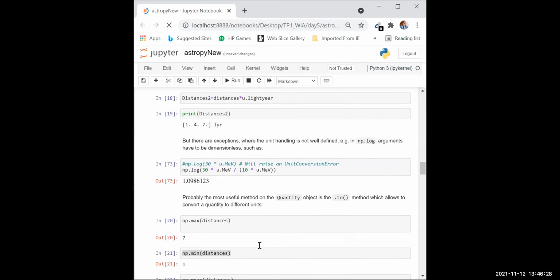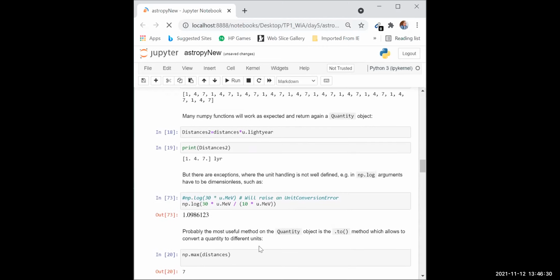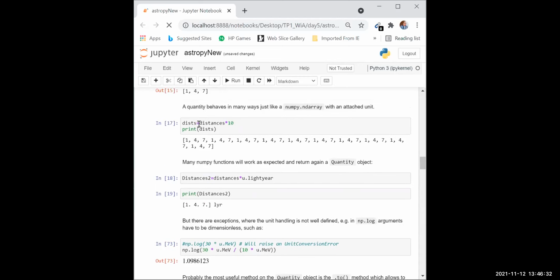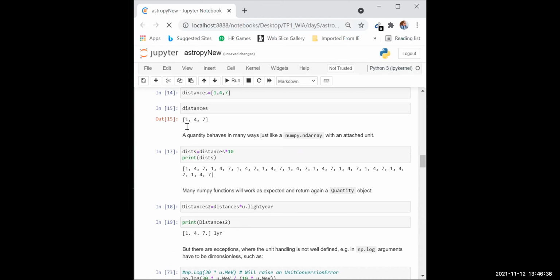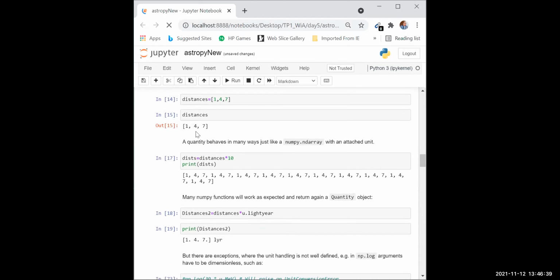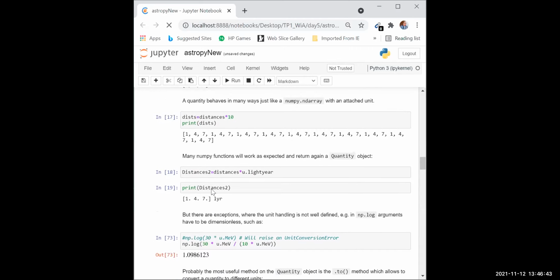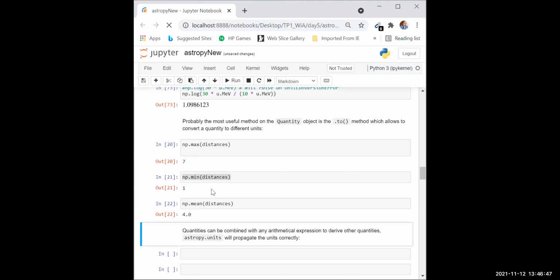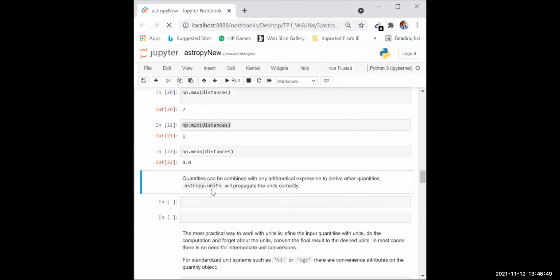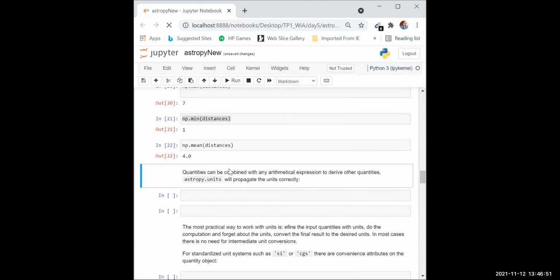So what was distances? Distances was 1, 4, 7, and maximum was giving us 7, minimum was giving us 1, and the average was 4, because 1 plus 4 plus 7 divided by 3, and there you get it, right? So there are all these functions which you can find out of these values. This is just to illustrate some basic ones.